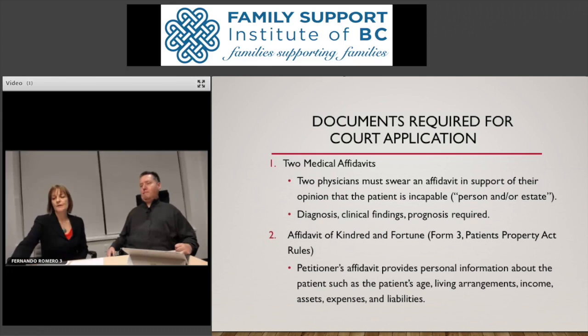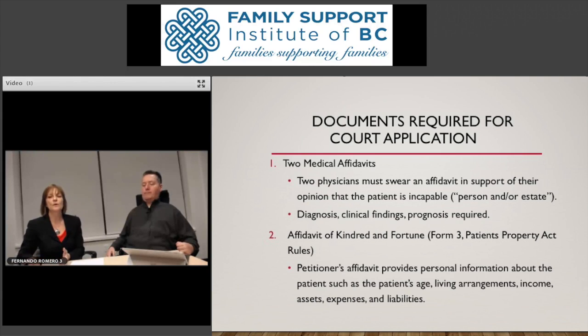And there is a process involved in this. So to go to court, you require 2 medical affidavits that swear an affidavit in support of their opinion that the patient is incapable. There's some rigor required in the medical affidavits. The diagnosis is required, and also clinical findings as to what the nature is of the disability.